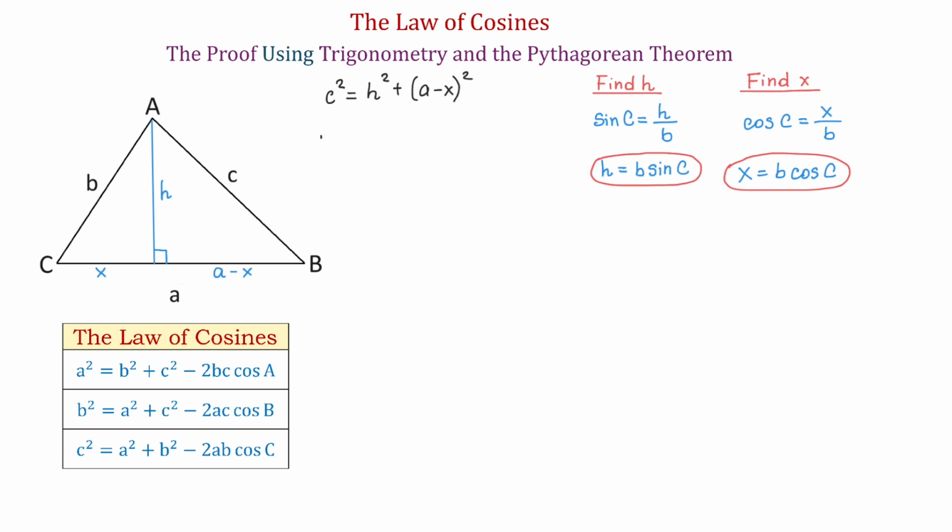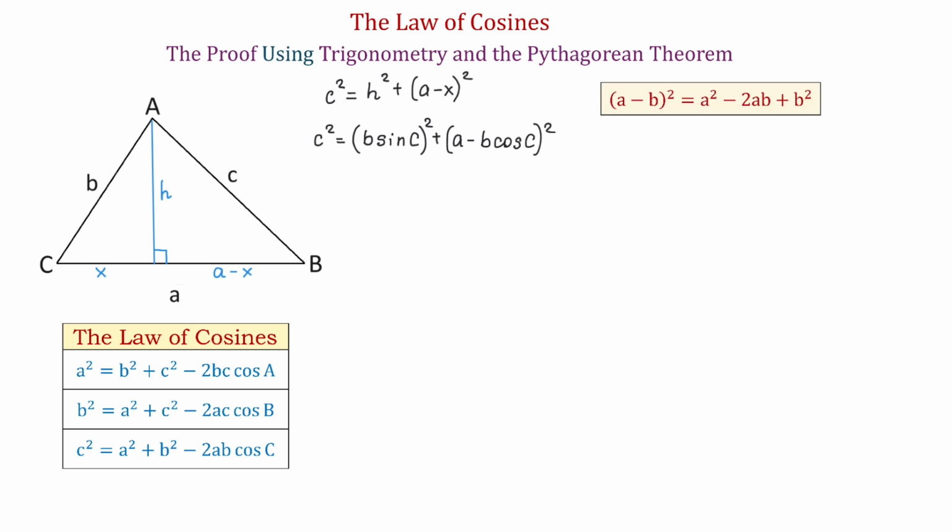So we will write that c squared equals, in parentheses, b times sine of angle C, all squared, plus, parentheses, a minus b cosine of angle C, all squared. Now to raise this expression to the second power, we will use the formula (a minus b) squared equals a squared minus 2ab plus b squared.